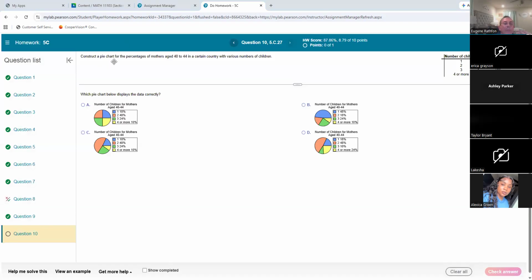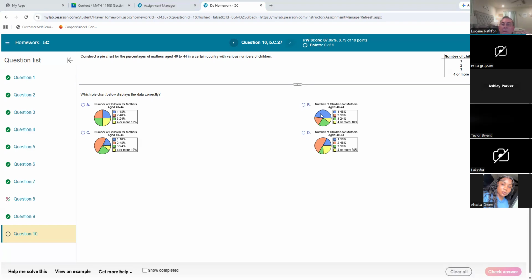All righty, so construct a pie chart for the percentages of mothers aged 40 to 44 in a certain country with various numbers of children. So, y'all, this first one says for one child is 18%, two child is 48%, three is 24%, and four children is 10. But all them pies are the equal size. Each one of them is just a fourth of the pie. So it's not proportional like it needs to be.